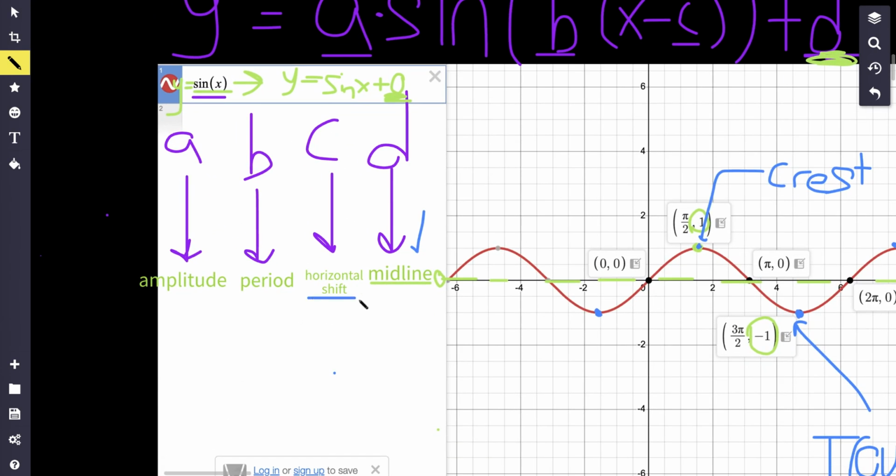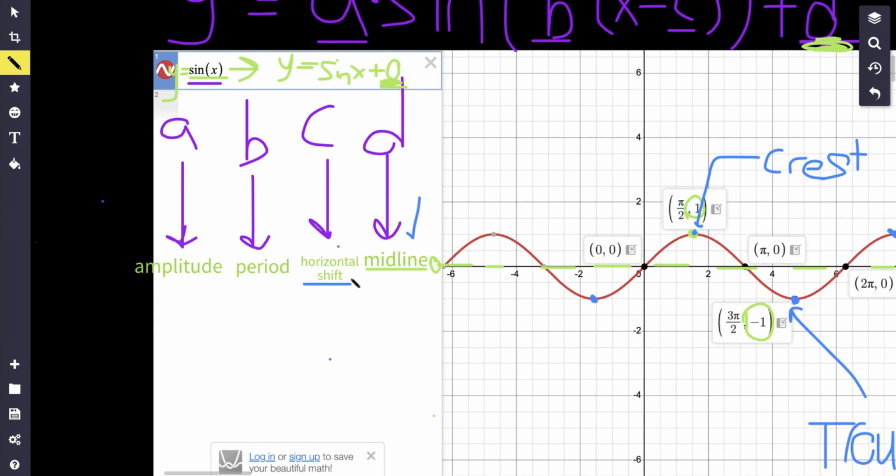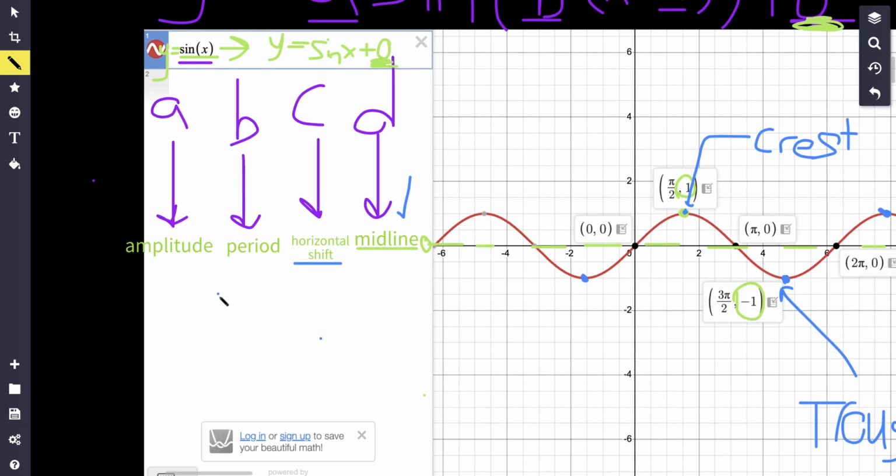Now we have c, which stands for horizontal shift. So right now we're dealing with the equation y is equal to sine of x. But what happens if I put y is equal to sine of x minus 3? What will this graph look like?